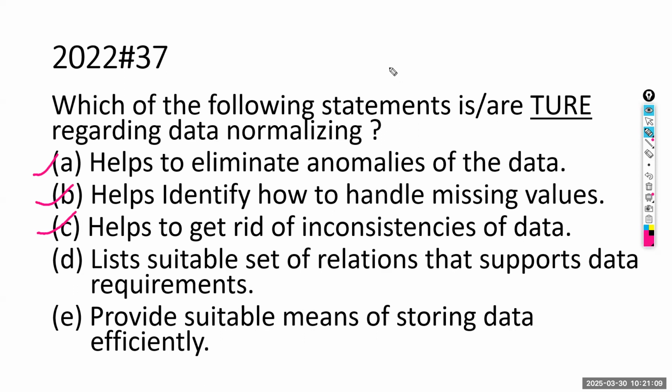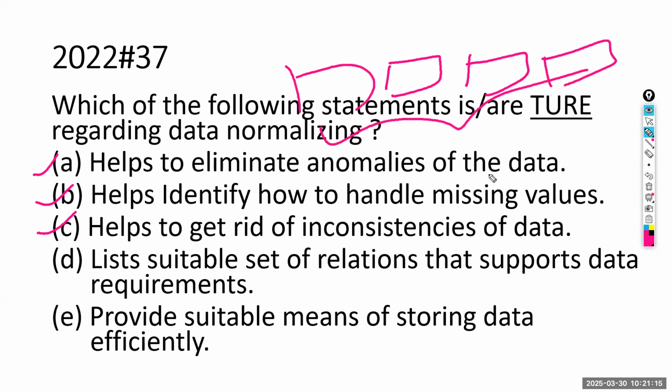List suitable set of relations that support data requirements. That means identify what are the correct tables for your requirements. Again, indirectly, yes. But it's more than identifying the tables. It is all about taking the correct field to the correct table. For example, if it is non-atomic in first normal form, we introduce another table. So in a way, this is correct also.